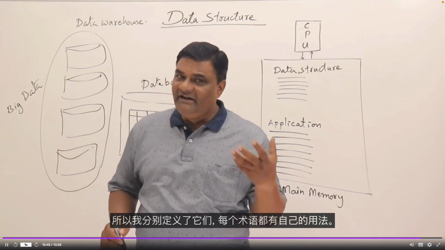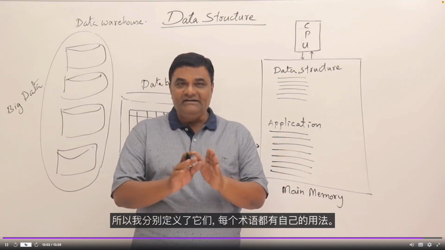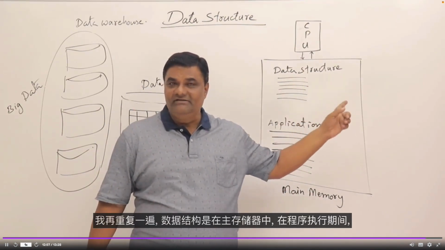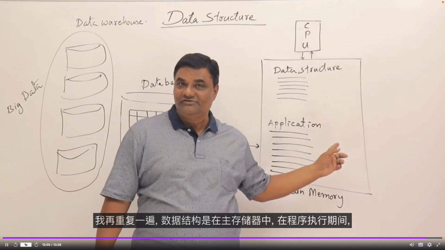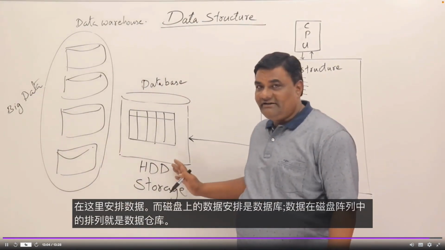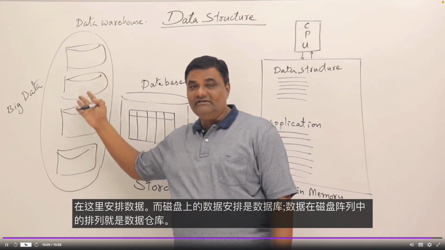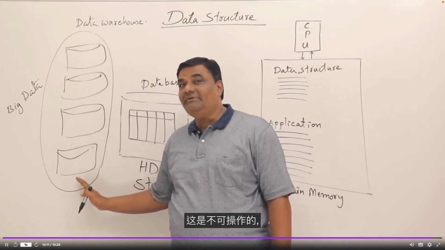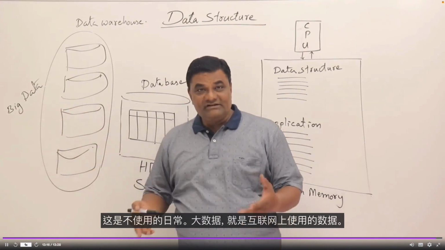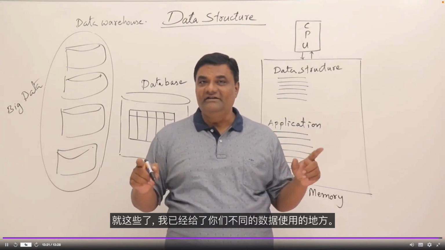Now, for a beginner, these may be confusing terms, so I have separately defined them where each is used. Again, I repeat, data structure is in main memory during the execution of a program. Arrangement of data here is the data structure, and arrangement of data on the disk is the database. Arrangement of data on the array of disks is the data warehouse, which is not operational, not used day to day. And big data is used on the internet. So that's all. I have given you the different places where data is used.